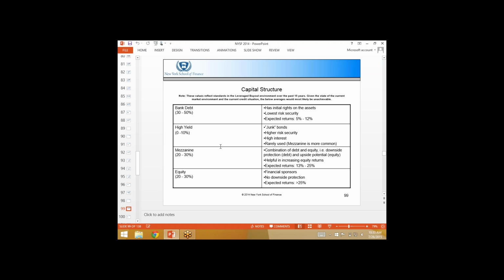So when I say high yield, I mean anything that's a little bit higher interest, higher risk than a bank debt. That still exists more commonly now in paid-in-kind securities. Anyone know what a paid-in-kind security is? It is a type of debt, very costly, where you don't pay interest in cash, you pay interest by borrowing more money. So when interest comes due, raise more debt, interest on interest.